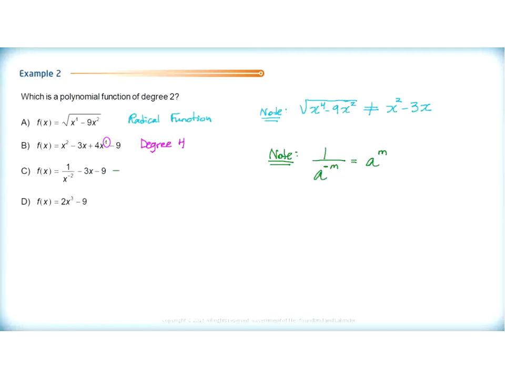So to rewrite this polynomial function, 1 over x to the negative 2 is the same as x squared, minus 3x minus 9. Note that the highest power of x is 2, so we can say that this polynomial function is of degree 2, which represents a quadratic function, and that's the function we're looking for in this example. So the correct answer here would be C.